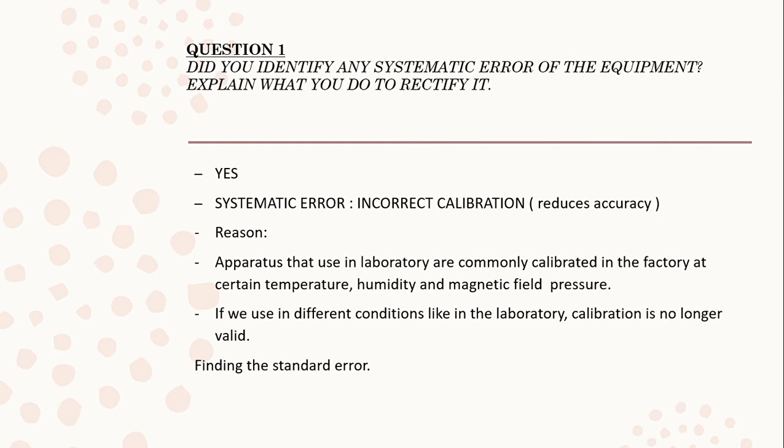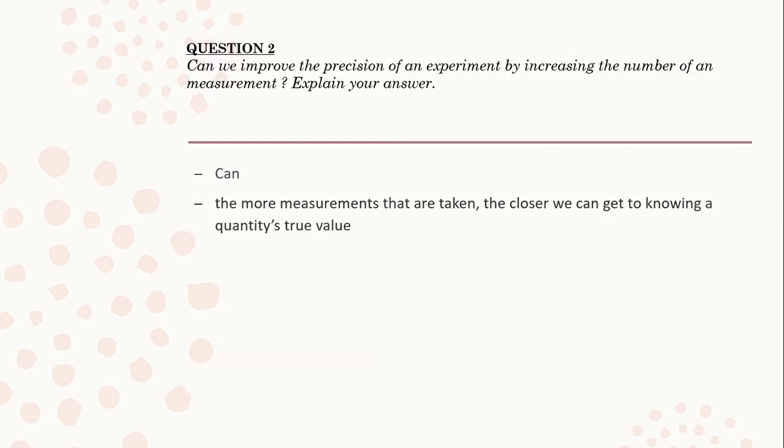So for the next question, which is question 2, can we improve the precision of an experiment by increasing the number of measurements? And explain your answer. My answer regarding this question is yes, we can, by increasing the number of measurements in the experiment, because the more measurements that are taken, the closer we can get to knowing a quantity's true value.